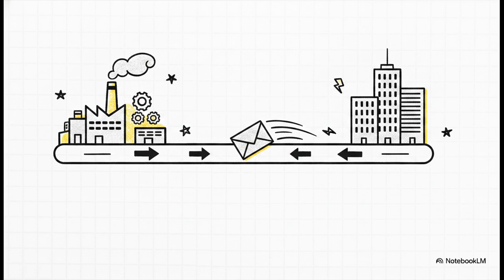Next, we have our data flows. If those entities we just talked about are the towns on a map, data flows are the highways connecting them. They represent the actual movement of information. For instance, say a vendor sends a delivery note to the receiving office. That document, moving from point A to point B, that is your data flow.